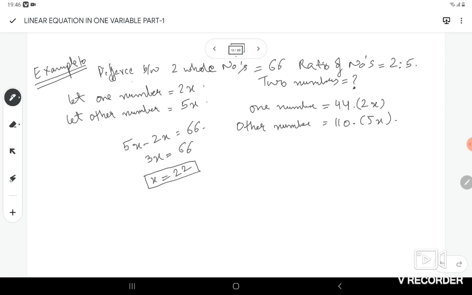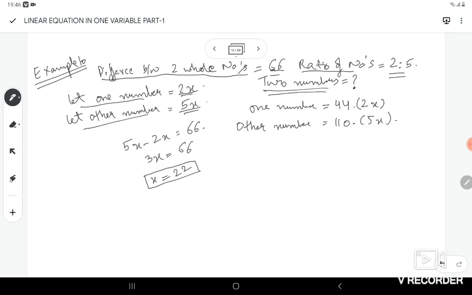Now the next question says that the difference between two whole numbers is 66 and the ratio of the numbers is 2:5. We have to find the two numbers. Now first of all, with the help of the ratio, we will let the numbers. So let one number be equal to 2x. So the other number would be equal to 5x.